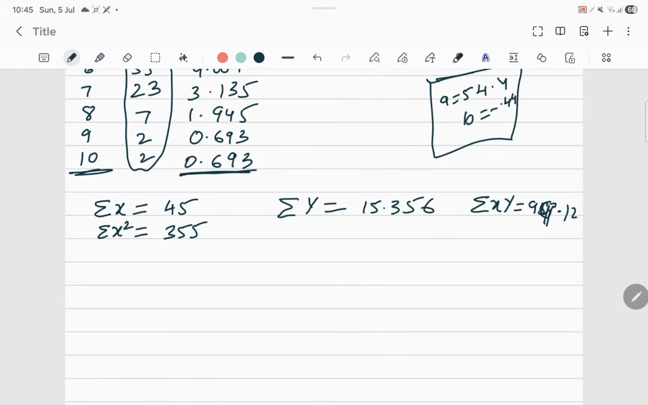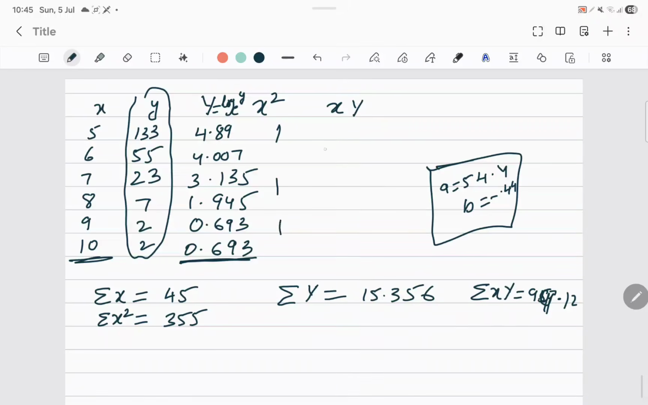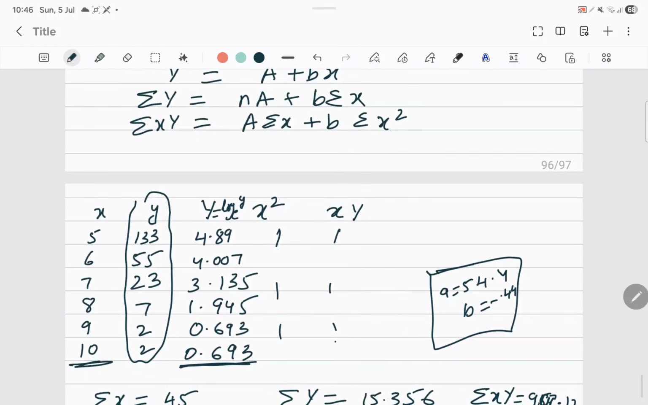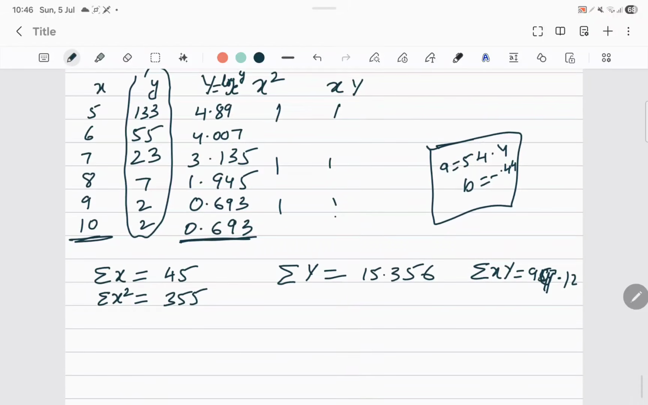So now for the table, finish your table. You have to fill up these values, okay? Then all summations are there. Now I will write it down in the normal equation. I have these two normal equations. First is summation y is equal to NA. So 15.356 is equal to NA.